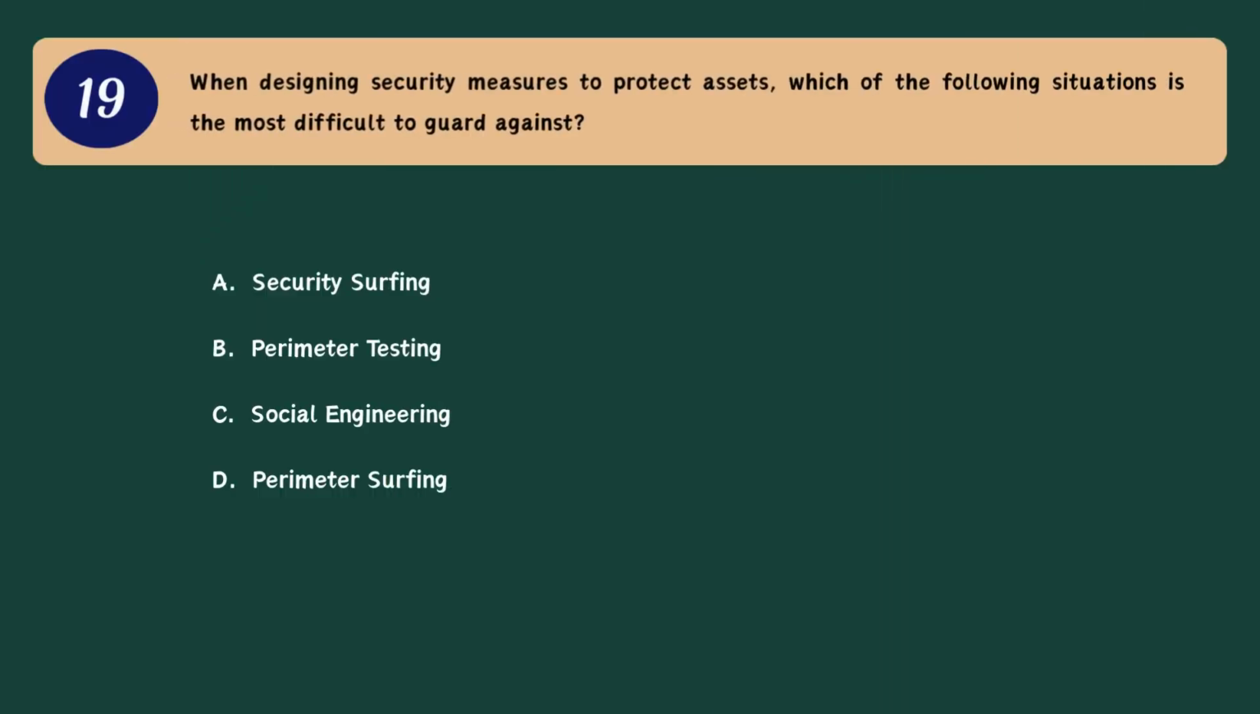Question 19. When designing security measures to protect assets, which of the following situations is the most difficult to guard against? A. Security surfing. B. Perimeter testing. C. Social engineering. D. Perimeter surfing.